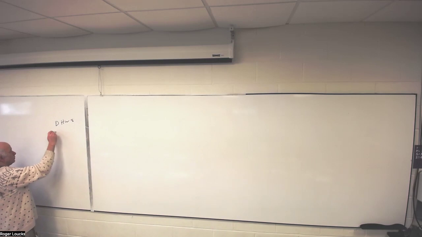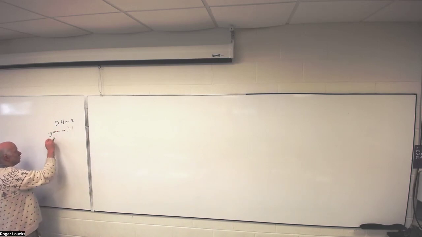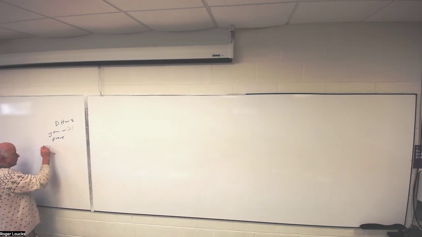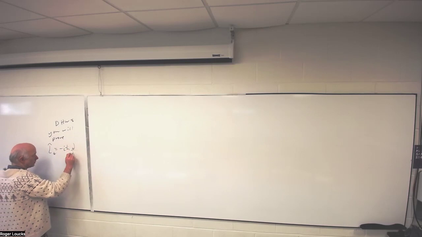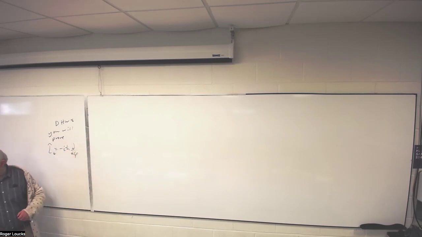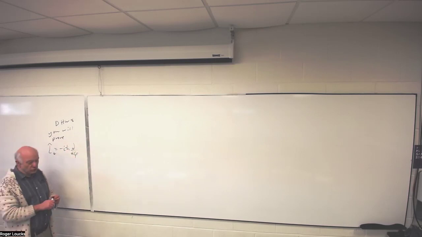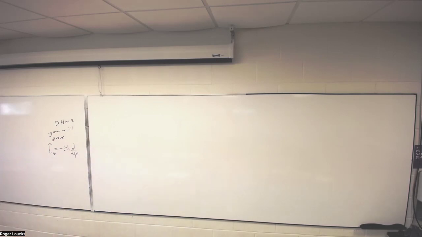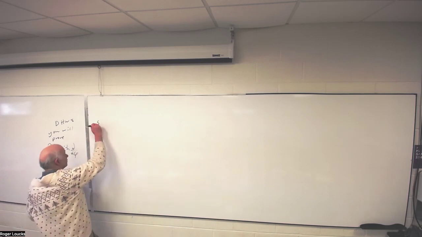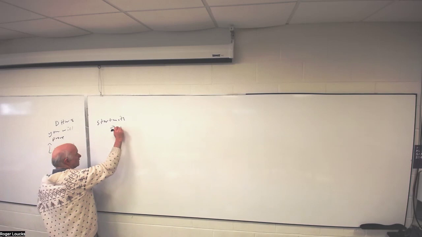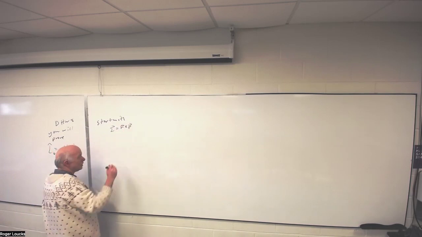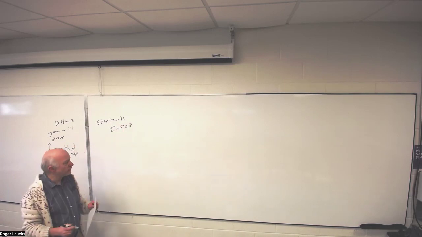you will prove that the LZ operator equals minus i h bar partial with respect to phi. Okay? And what you're going to do, you're going to start off with the Z component here. We know that L equals R cross P. And how did you find the LZ operator?